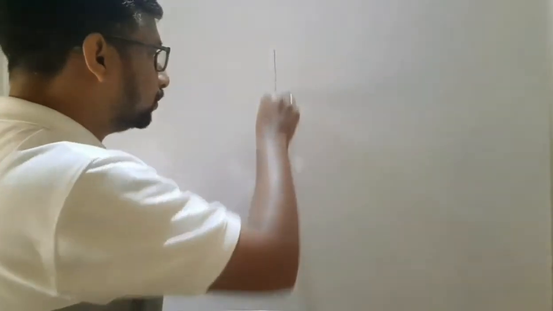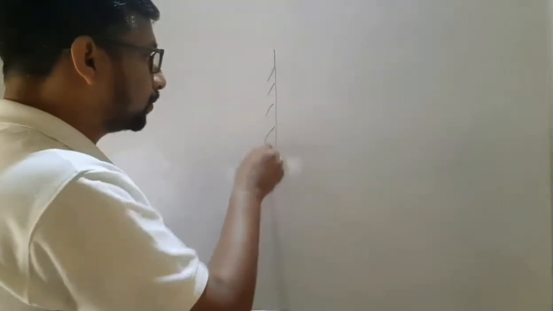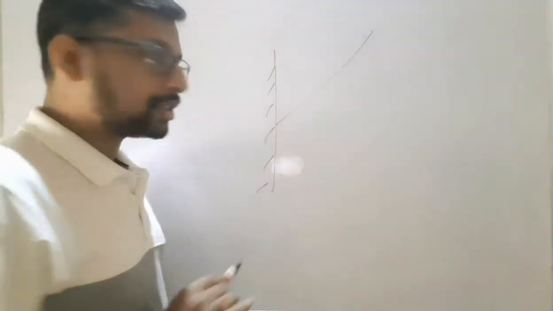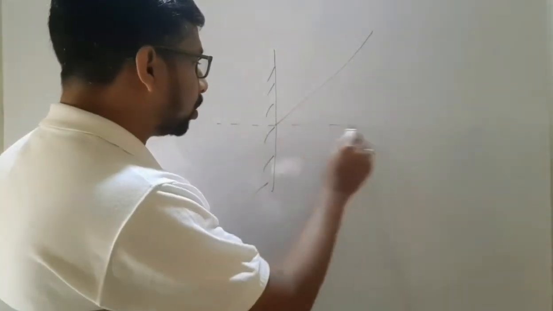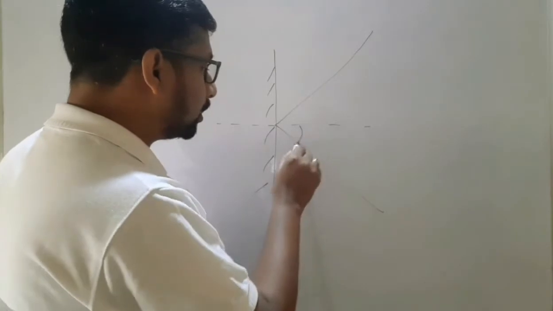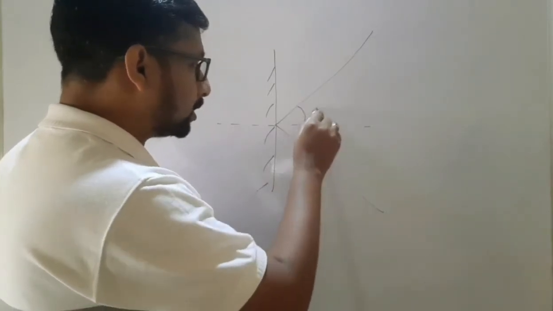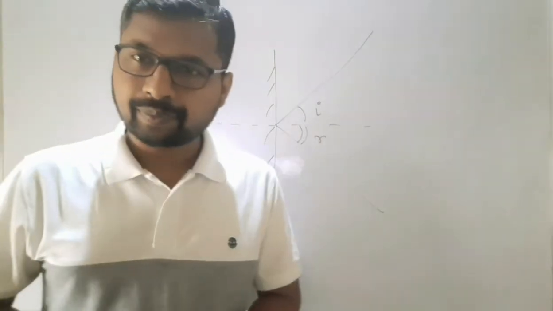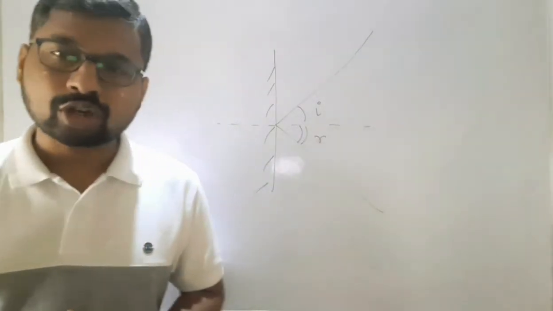For example, if this is a mirror, and if this is a ray of light that is incident at certain point, and if this is a normal, then after reflection, this angle and this angle, this is angle of incidence, this is angle of reflection, they two are same. Okay, so this is your first law of reflection.